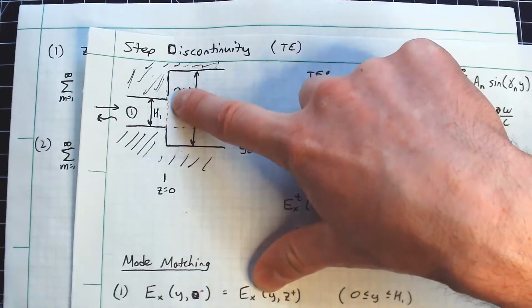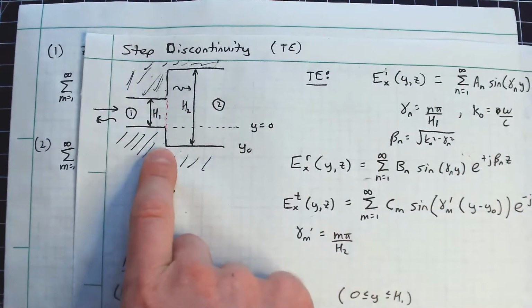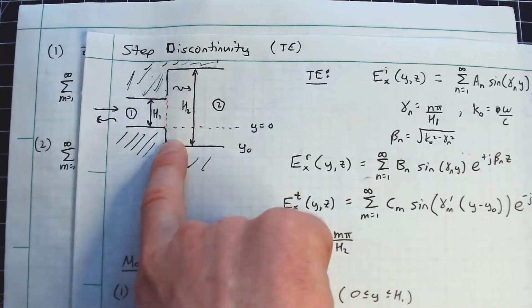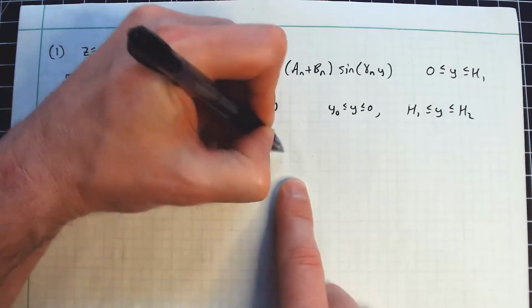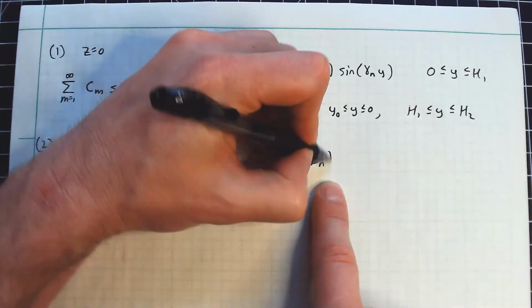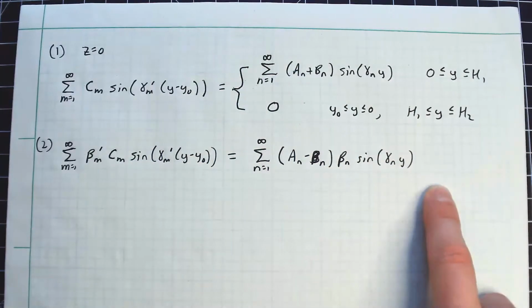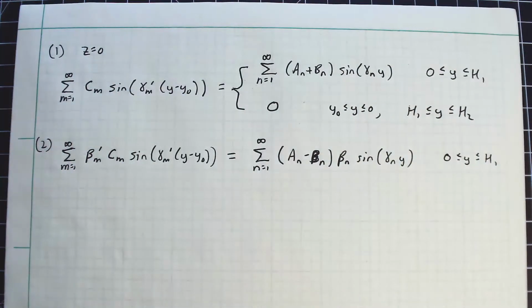Now what's interesting is that the derivative only needs to be continuous across this little zone here. The derivative can actually do whatever it wants on this wall, because the tangential E field is 0 there, but the derivative of it can do what it wants. So what you'll get is the summation from n equals 1 to infinity, and then I'll get a sub n minus b sub n, times beta sub n, sine of gamma sub n y. And this is for 0 less than or equal to y, which is less than or equal to h1. So those are my two boundary conditions.